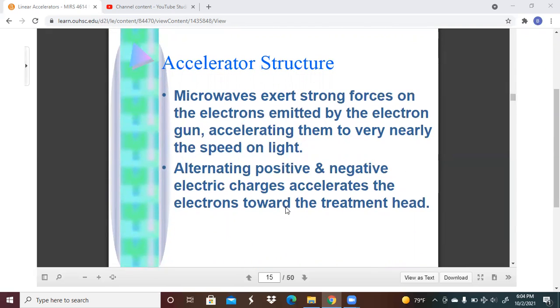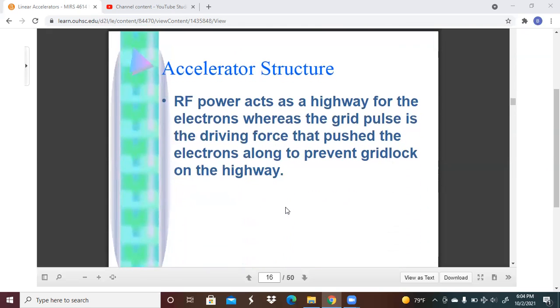Microwaves exert strong forces on the electrons emitted by the electron gun, accelerating them to very nearly the speed of light. I believe the previous presentation that we had said it was about 0.8 C, which is about 80% of the speed of light. Accelerating positive and negative electric charges accelerates the electrons towards the treatment head. Then the radio frequency power acts as a highway for the electrons, whereas the grid pulse is going to be the driving force that pushes the electrons along to prevent gridlock along the highway.